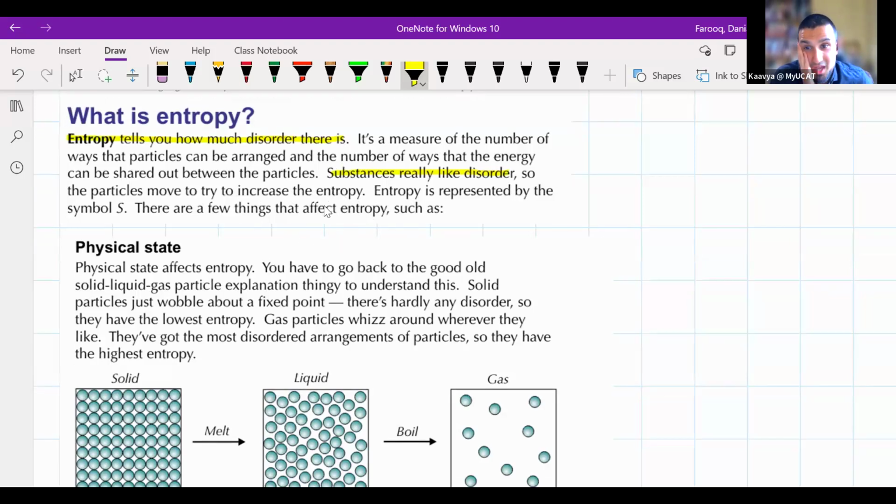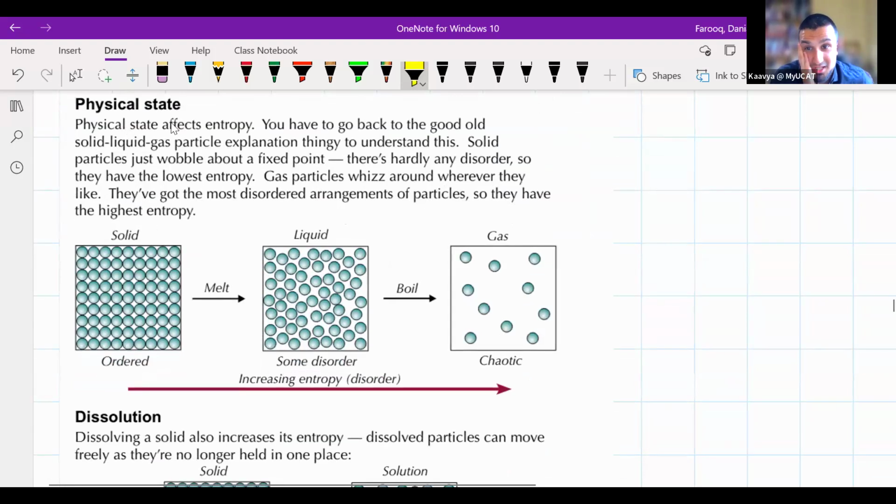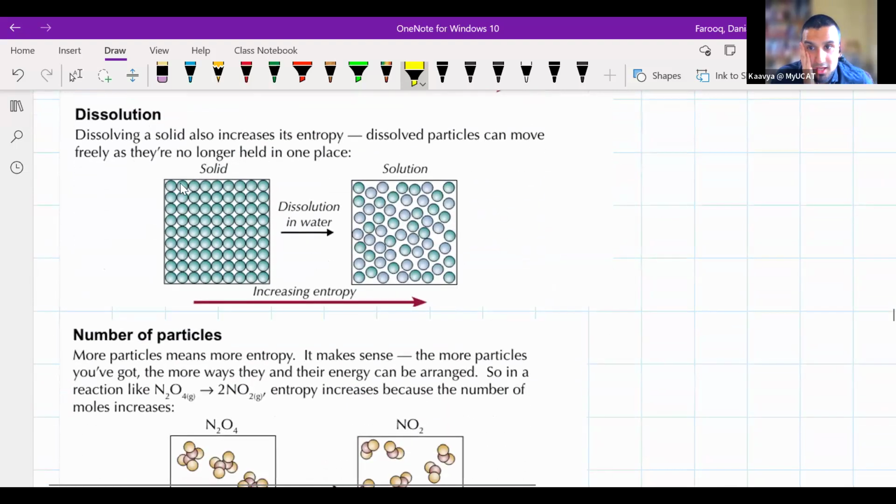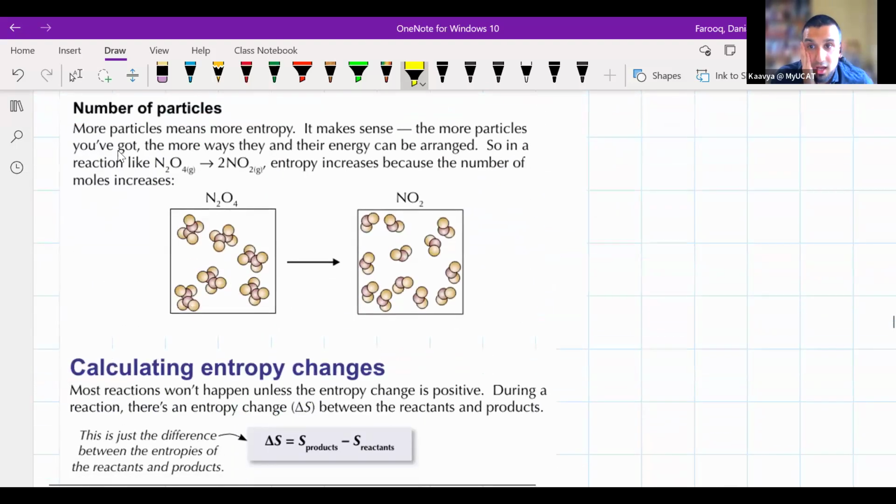But here's entropy. Physical state entropy generally increases from solid to liquid to gas, and that's just something to remember. As you can see, gases, things are buzzing around, so more disordered. Solids, you should remember, have a regular arrangement of atoms. And dissolving also increases disorder, so it's increasing entropy, okay? If you have more particles, it's more disordered, okay?